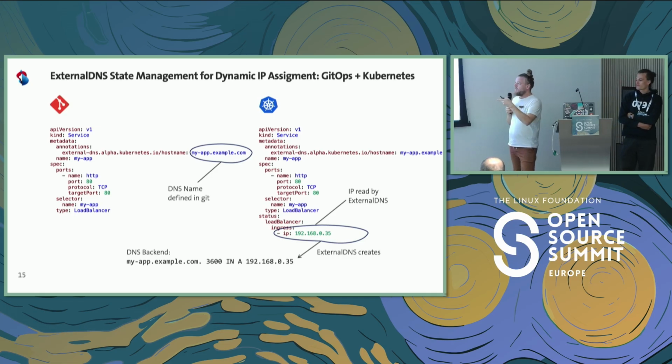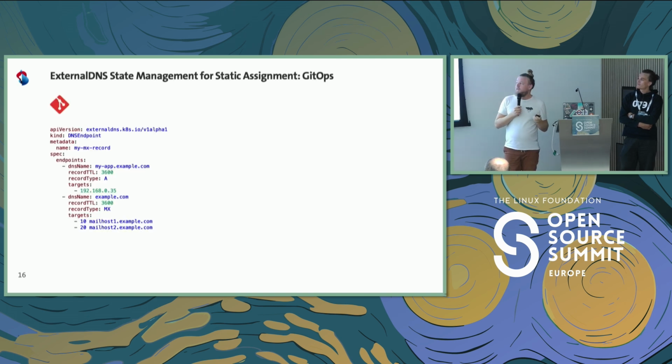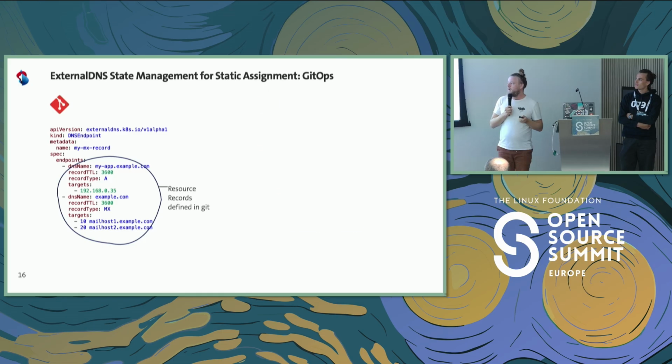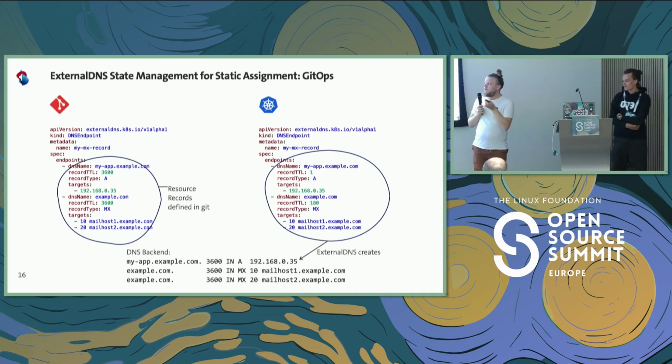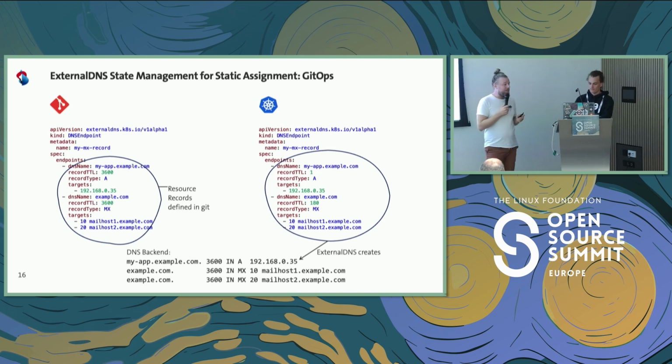I showed the same picture for the static assignment. There it's way simpler because we define, as I said, a YAML representation of resource records in Git. It will be synced to the cluster. ExternalDNS will read it and create records in the DNS backend. In this case, we have one A record and two MX records. So that's on a very high level how ExternalDNS works. Fabian will now show you a live demo of this very example. It's not the exact same values, but it should show how it works.